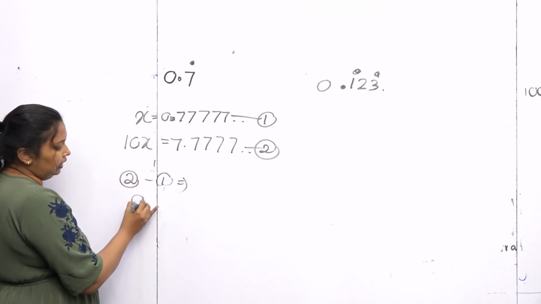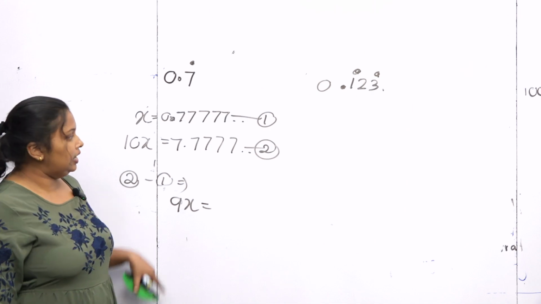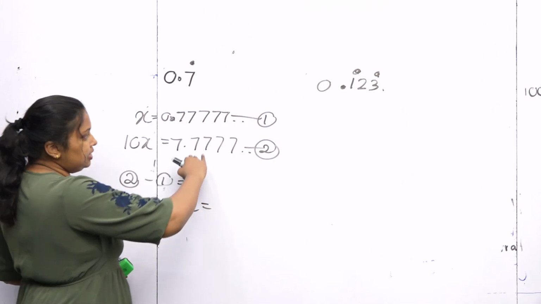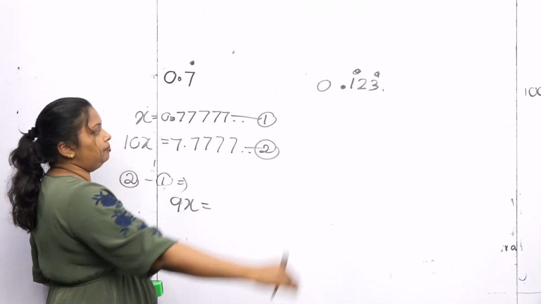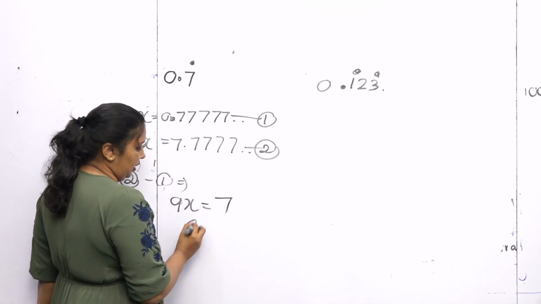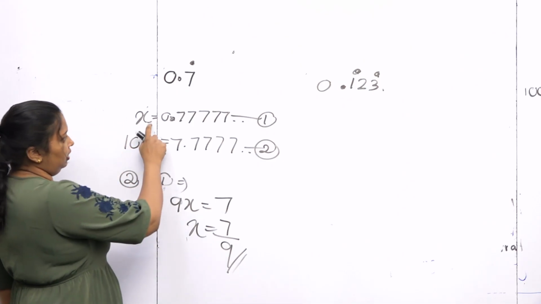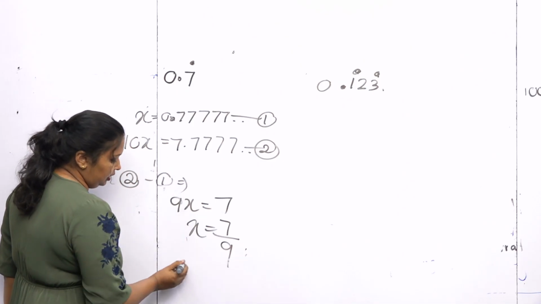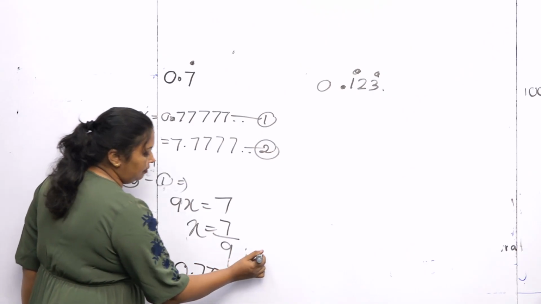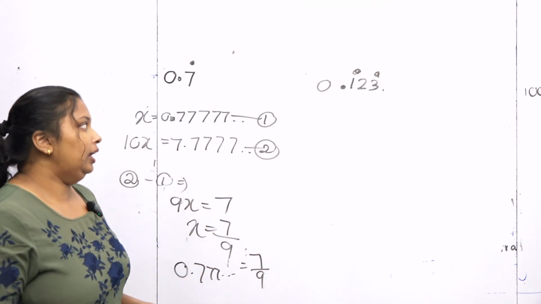10x minus x is 9x, equals 7.7777 minus 0.7777. This 7777 part will be subtracted by this part, so zeros. 7 minus 0 is 7. So x equals what? 7 over 9. So 0.777 recurring we can represent using 7 over 9. We can write it as 7 over 9. Is it clear?